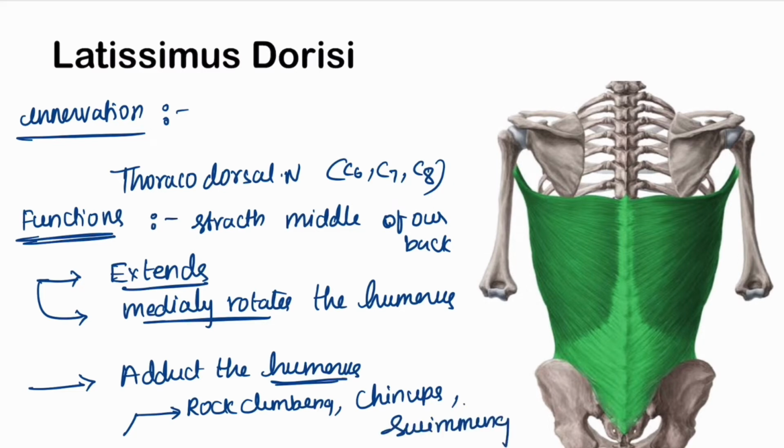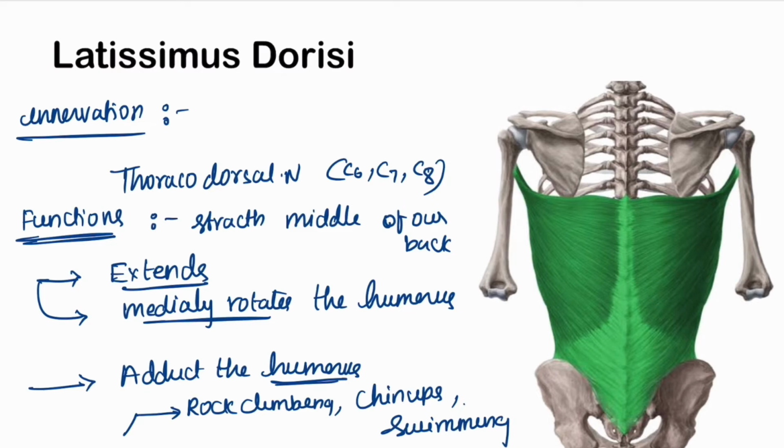Now let us look at them again. This muscle helps to scratch the middle of our back, and it also helps to extend and medially rotate the humerus. And it also adducts the humerus. This muscle also helps in performing activities like rock climbing, chin-ups, and swimming. And that's all about the latissimus dorsi.